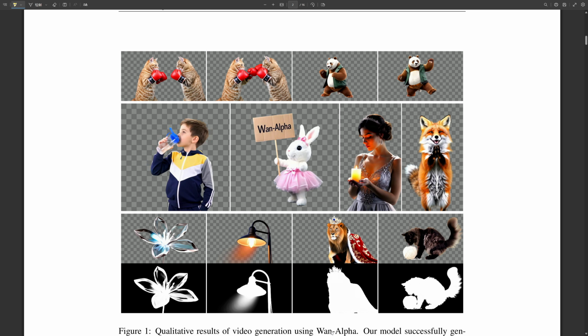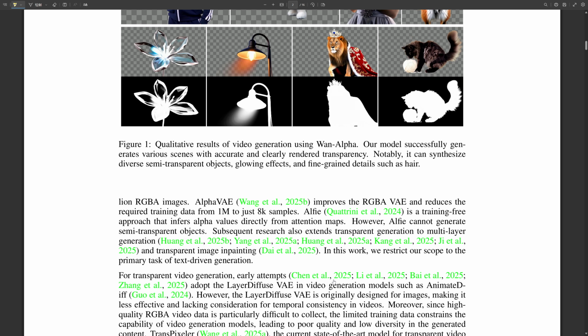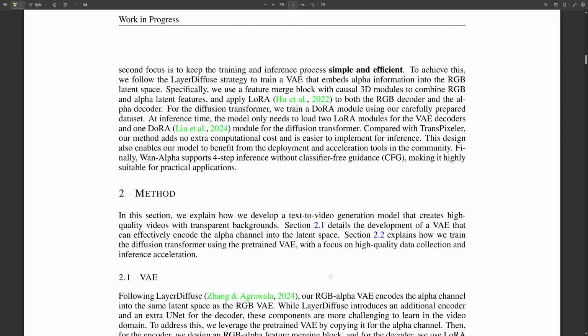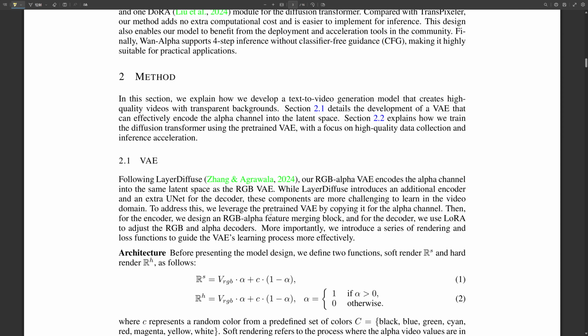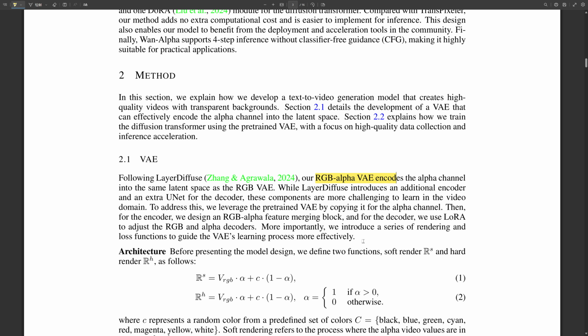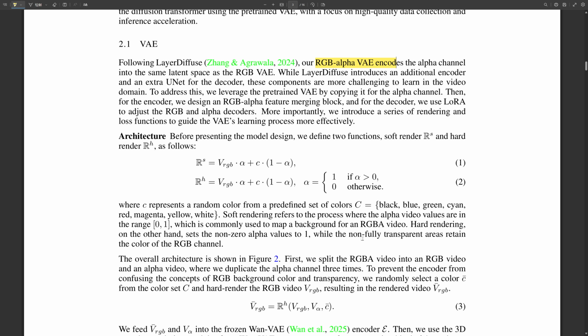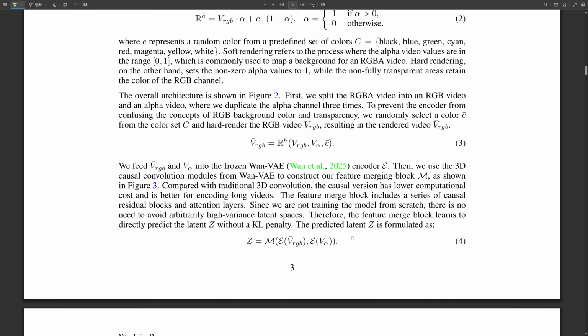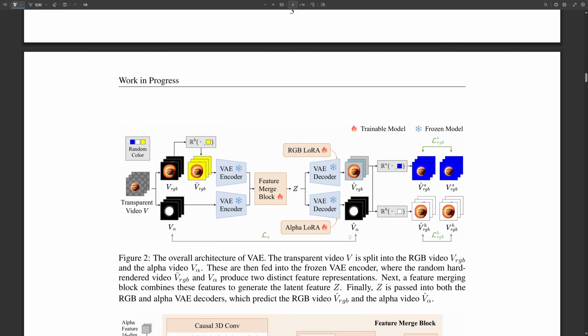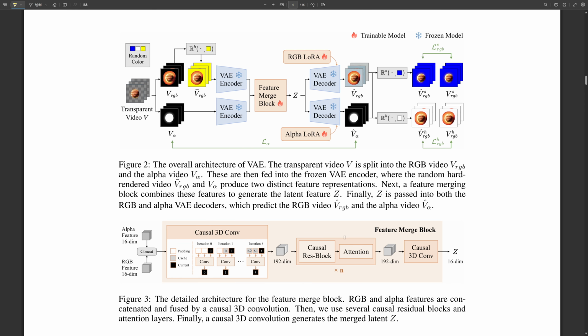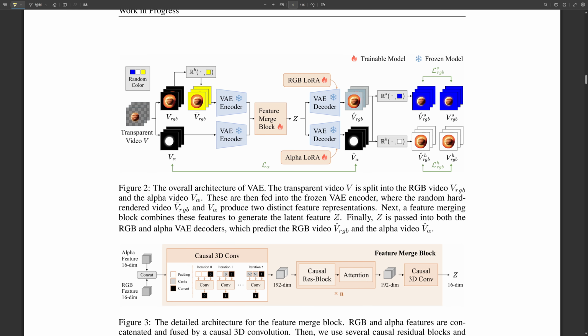How does it manage to merge 4 channels of data without making the computation explode? Well, they were smart about it. They used a pre-trained VAE for the RGB part, so they leveraged existing knowledge. Then they focused on integrating the alpha channel. How did they integrate it? They actually duplicate the single alpha channel 3 times, just to match the dimensions of the RGB channels. Then both the encoded RGB stream and this prepared alpha stream get fed into a special component. Which they call the feature merge block. Exactly. The feature merge block, that's where the magic, so to speak, happens.